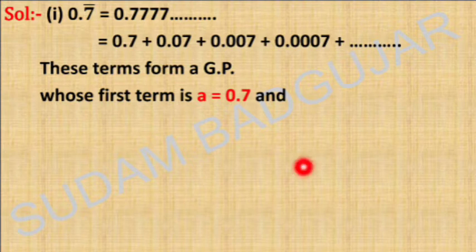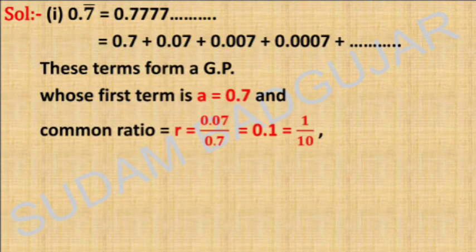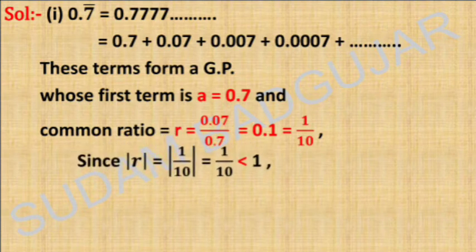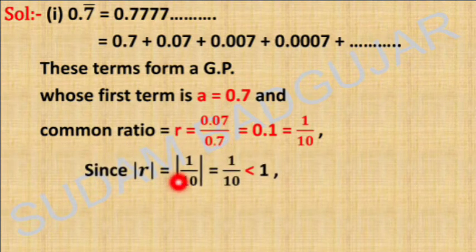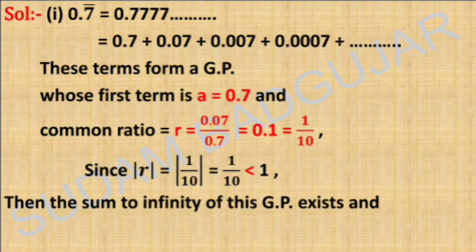The first term is A equal to 0.7 and the common ratio R is equal to 0.07 upon 0.7, which is nothing but 1 upon 10, that is 0.1, and which is less than 1. Since the absolute value of R, that is 1 upon 10, is less than 1, hence the sum to infinity of this GP exists and S is equal to A upon 1 minus R. Therefore S is equal to, the final answer you know will be 7/9.